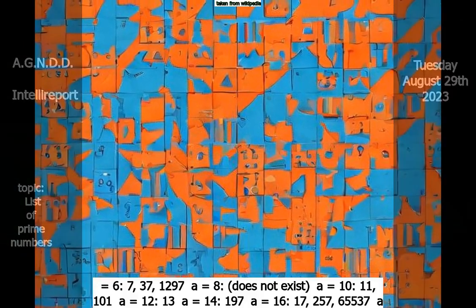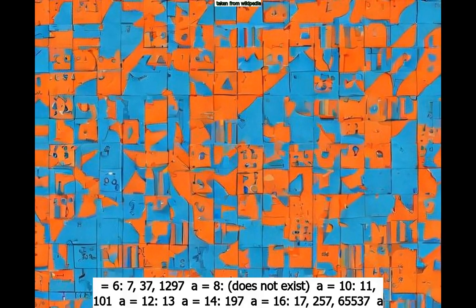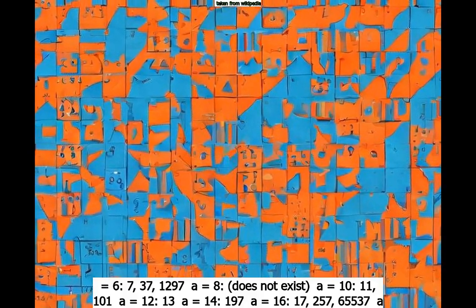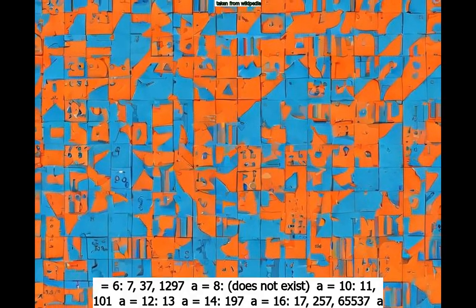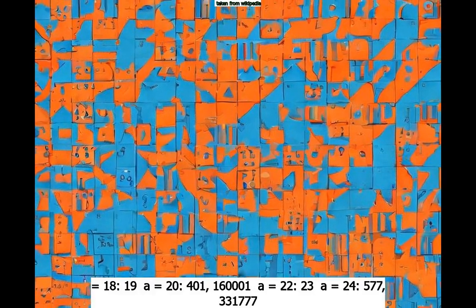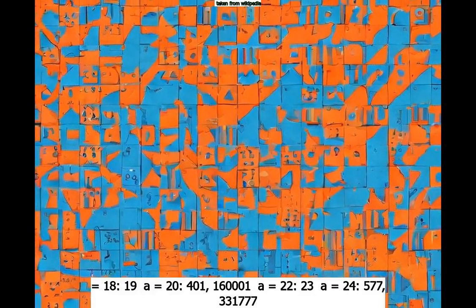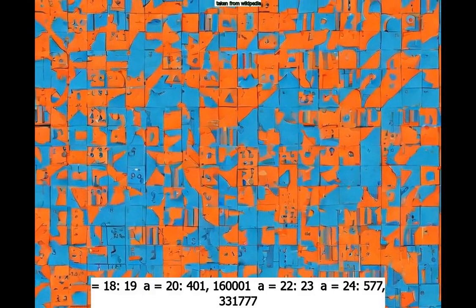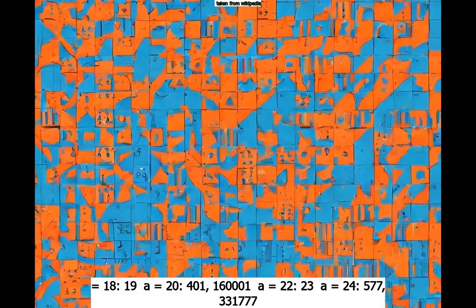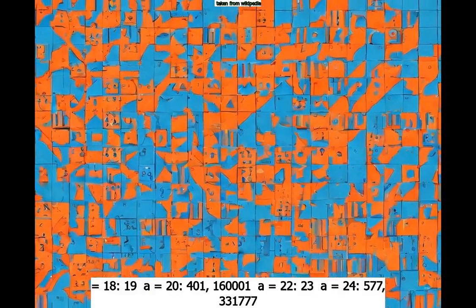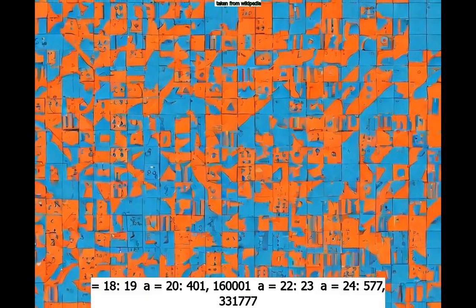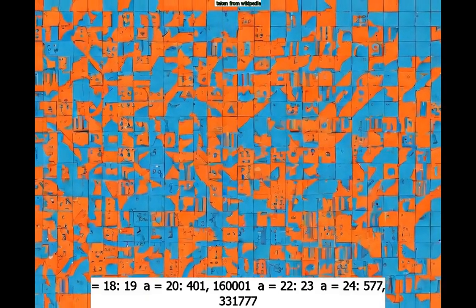For a equals 12: 13. For a equals 14: 197. For a equals 16: 17, 257, 65537. For a equals 18: 19. For a equals 20: 401, 160001. For a equals 22: 23. For a equals 24: 577, 331777.